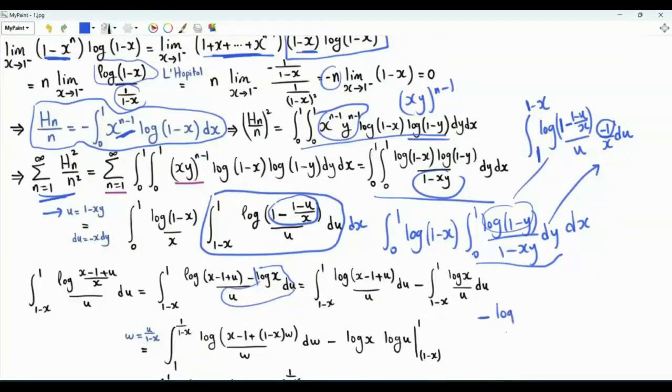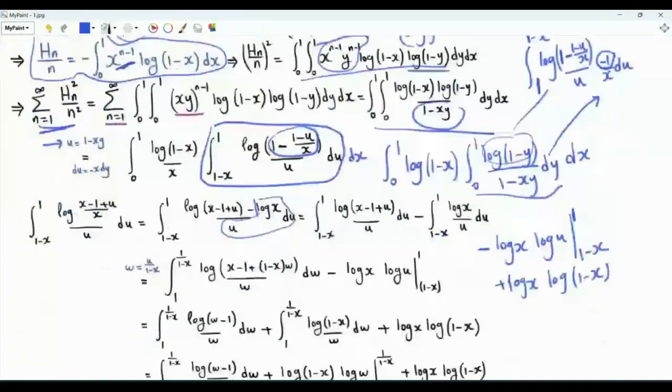This will give us minus log x log u, and then we have, here is the upper integration limit 1, and the lower one is 1 minus x. If u is 1, that's 0. And if u is 1 minus x, we get plus log x log 1 minus x. So we have this term here, but we have another logarithm and another integral.